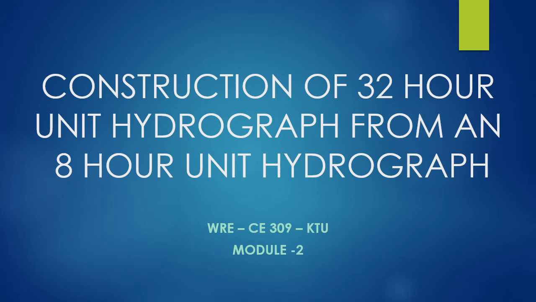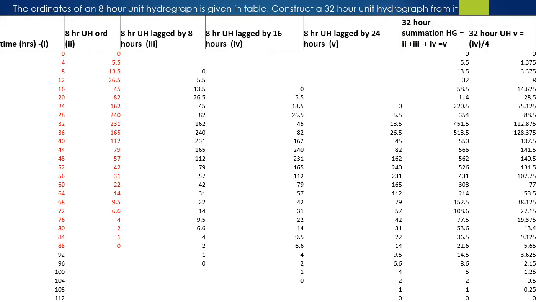In this video, we will be dealing with the construction of a 32-hour unit hydrograph from an 8-hour unit hydrograph. In this problem, the data given in red color, that is the ordinates of an 8-hour unit hydrograph, are given in the question, and we have to construct a 32-hour unit hydrograph from it. That is very simple, and we have discussed similar problems earlier in different videos. Here there is only one difference that we will see when we do the problem.